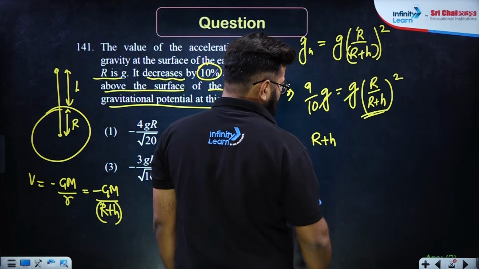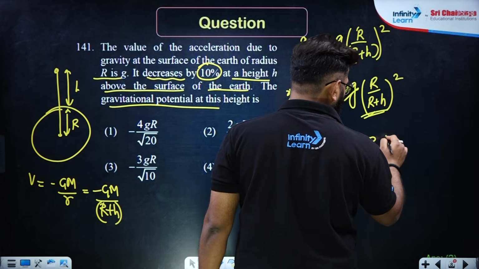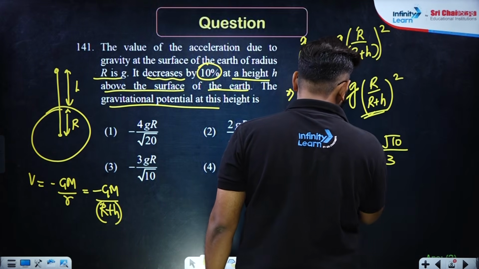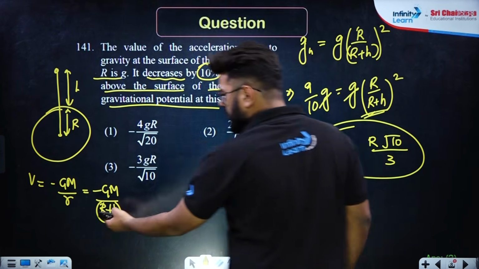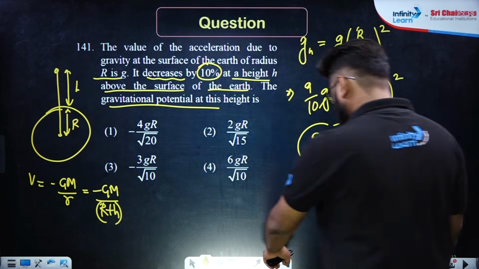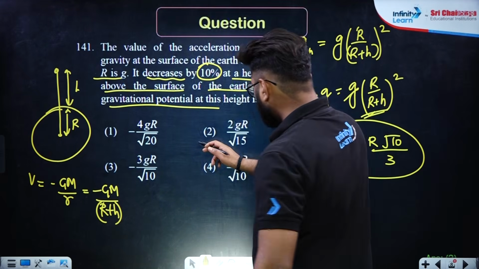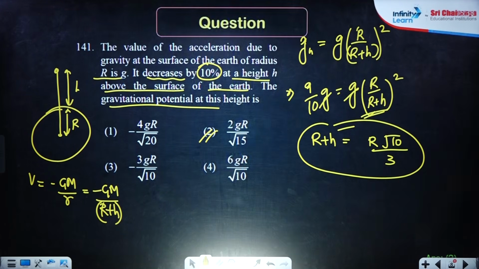Do the square root on both the sides. R plus h is turning out to be R into root 10 upon root 9. So root 10 by root 9 is 3. This is the value. Keep it over here, you will get the answer. Okay, option number 2, I think, is matching. Yes, 2 is the right answer over here, 2GR upon root 15. Okay, so I hope this point is making sense to you.